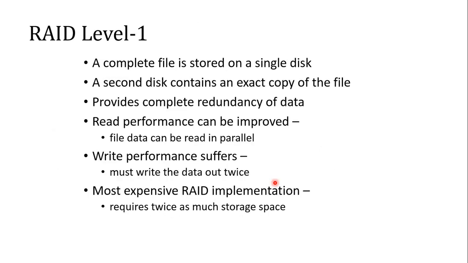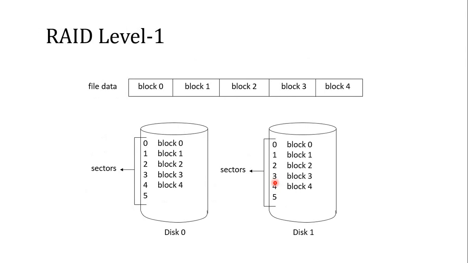So RAID level 1 is just mirroring the data. It is nothing but mirroring the data. If you implement RAID 1, you need at least more than one disk, and it is basically completely redundant data. If disk number 1 has some data, disk number 2 has exactly the same data, same to same. So that is basically RAID level 1.